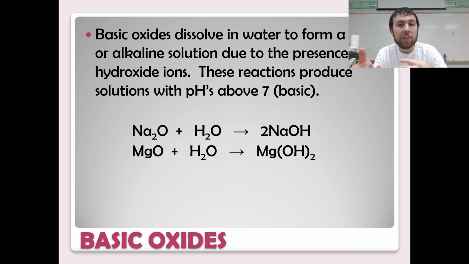Magnesium oxide, when it's placed in water, you get the formation of magnesium hydroxide. Again, relatively strong base. And so when it's placed in water, you get the production of those hydroxide ions, giving you a solution that has a pH that's above 7.